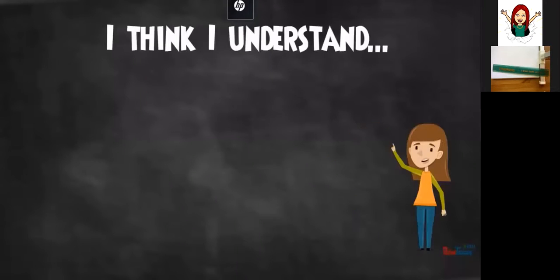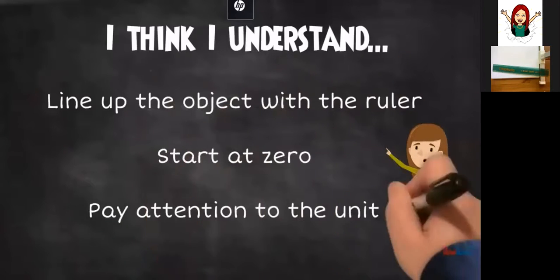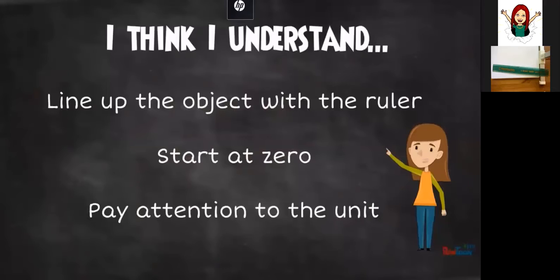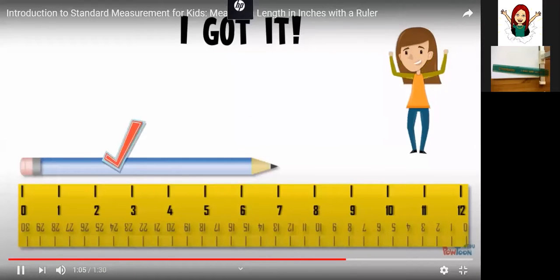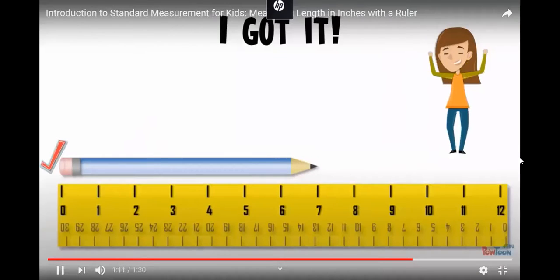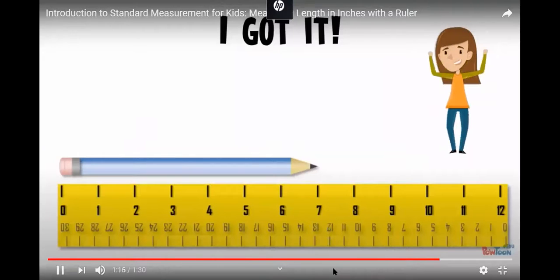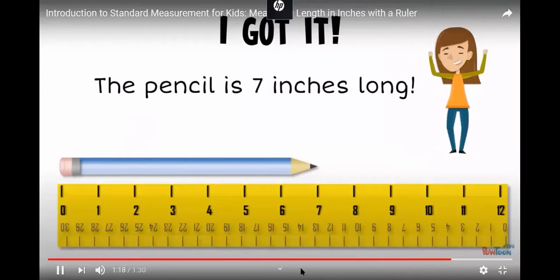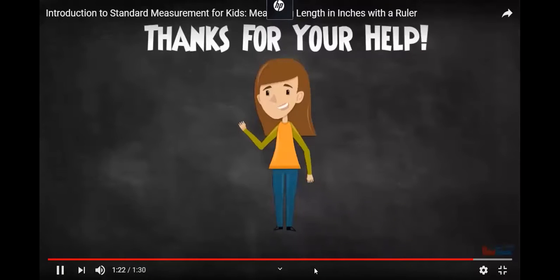Oh, I think I understand. So I have to make sure I line up the object with the ruler. I have to start right at 0. And I have to pay attention to the unit to make sure that I'm using inches and not centimeters. Okay, so let's see. I put my pencil straight across the ruler. I started right at 0. And I made sure that I was using inches and not centimeters. So the pencil is 7 inches long. Awesome! Thanks for helping me learn how to measure. Maybe when you try to measure, you can use these same rules.